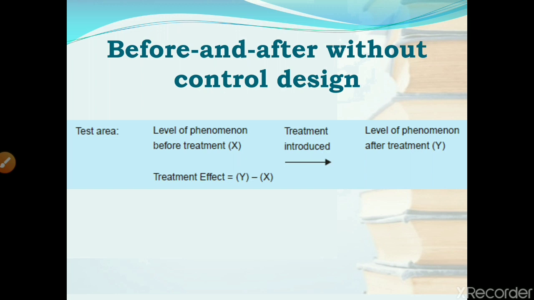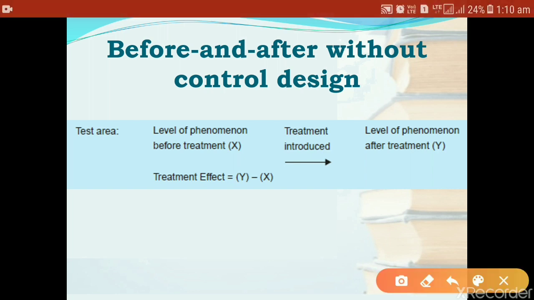The effect of treatment would be equal to the level of phenomena after the treatment minus the level of the phenomena before the treatment. For example, what I want to find is the effect of construction of a flyover on the number of accidents on a highway. We can carry out the survey before the construction of the flyover and then after the construction of the flyover. By comparing the results, we can comment on the effectiveness of constructing the flyover.